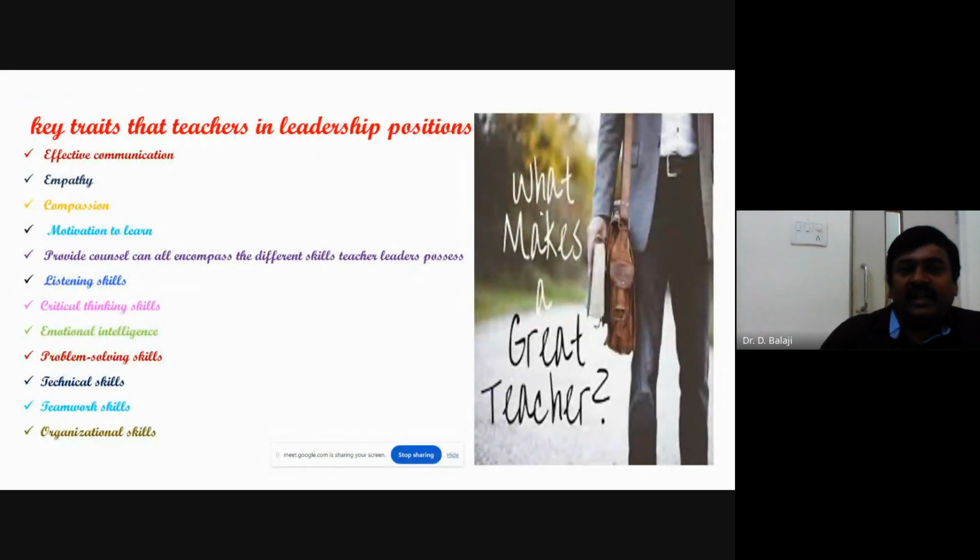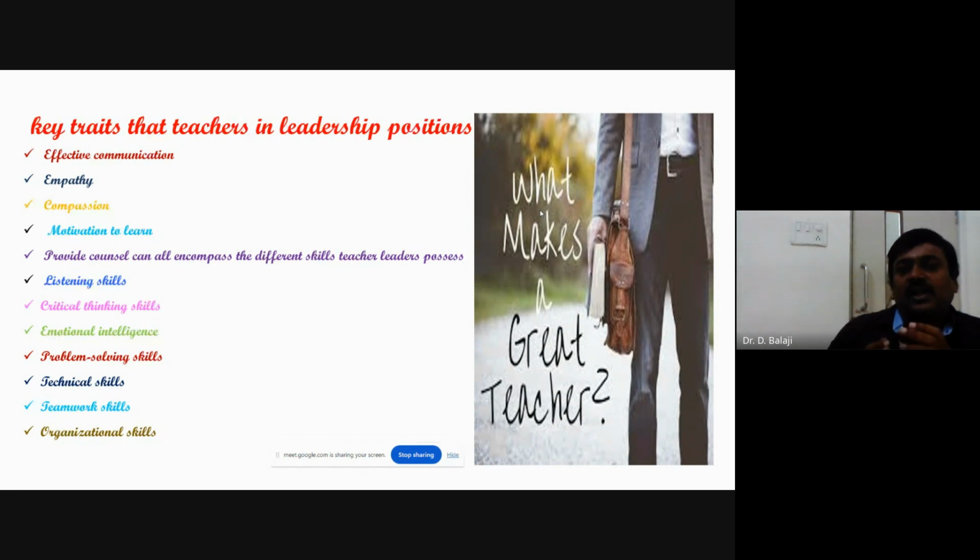So these are the key traits of the teacher. These are the five things I discussed. Next is regarding the traits of teachers in a leadership position. As we have discussed, leadership skills. If a teacher wants to be an effective leader in an organization, whatever it may be, what traits are required?